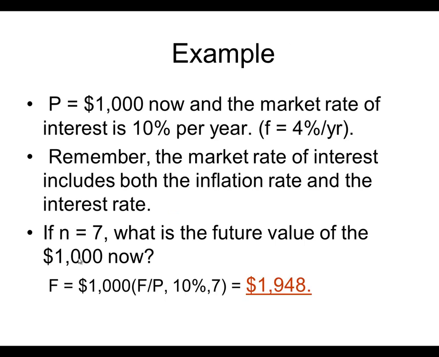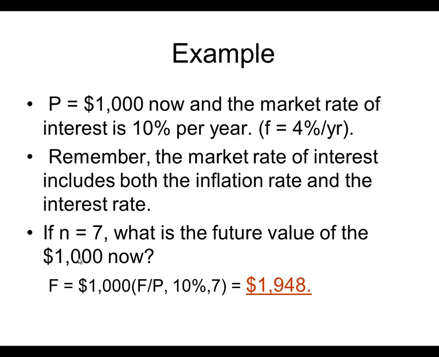Let's look at the following example to understand how it works. If P is equal to 1000 now and the market rate of interest is 10% per year, with f equal to 4% per year. Now remember that the market rate of interest includes both the inflation rate and the interest rate. When we say market rate, that means the inflation is included, so I don't need to make any calculation. So if n is equal to 7, what's the future value of 1000?